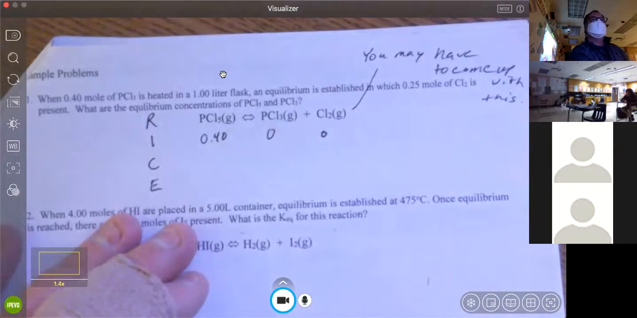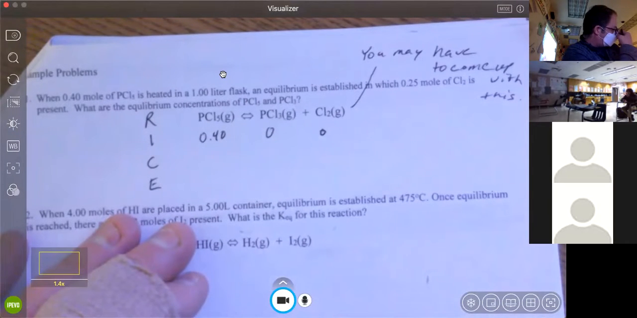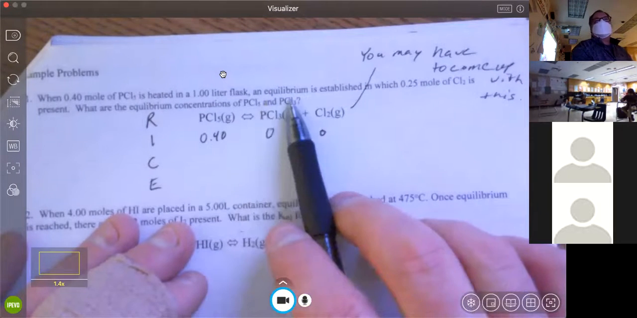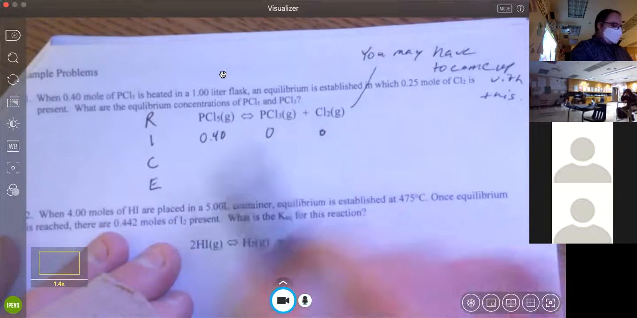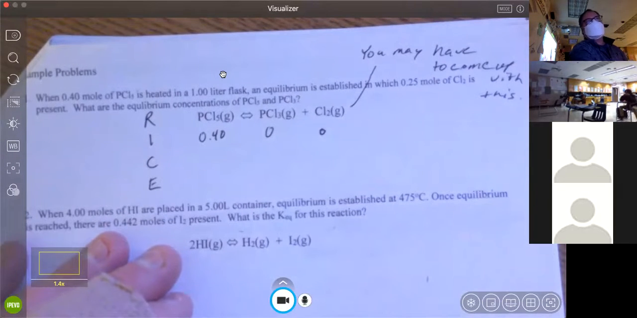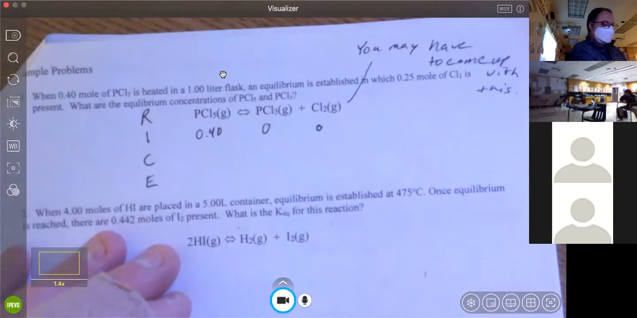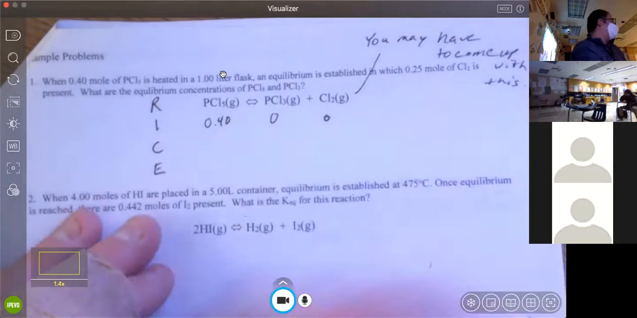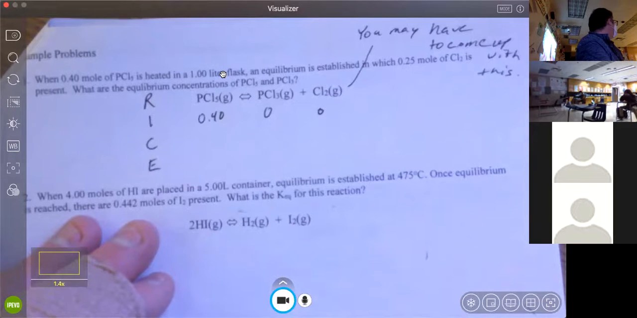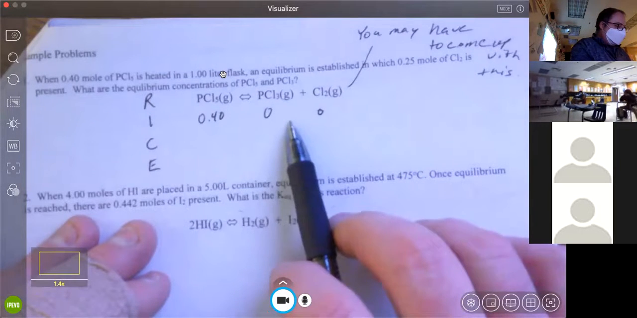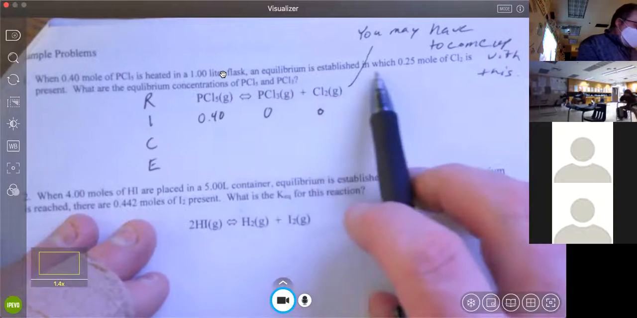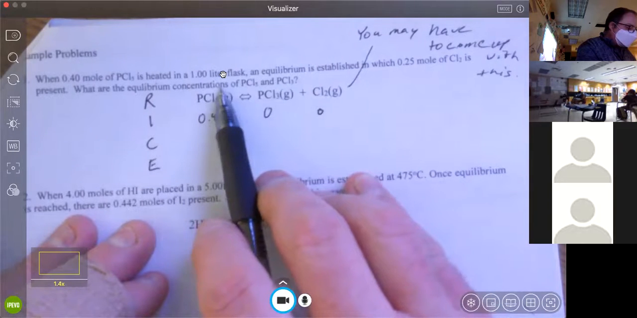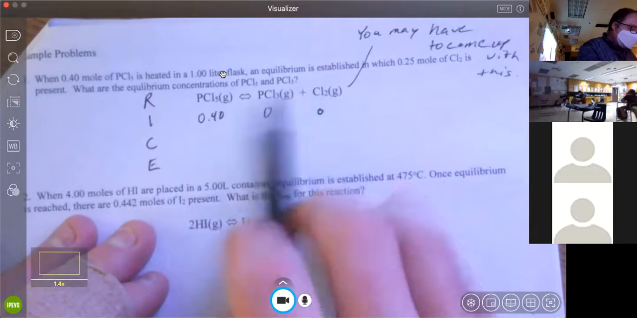So we're at 0. So which reaction is going to be favored? Well, it says we have 0.25 moles of Cl2, right? Oh, I see. Okay. That's what I mean. This gets tricky and wordy, so we all have to keep an eye on each other on this one. Which of the reactions is favored at the start? Forward, because we don't have any of this, right? So an equilibrium is established in which 0.25 moles of Cl2 is present. What are the equilibrium concentrations of PCl5 and PCl3?